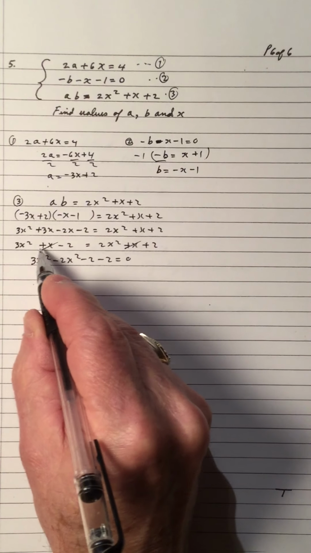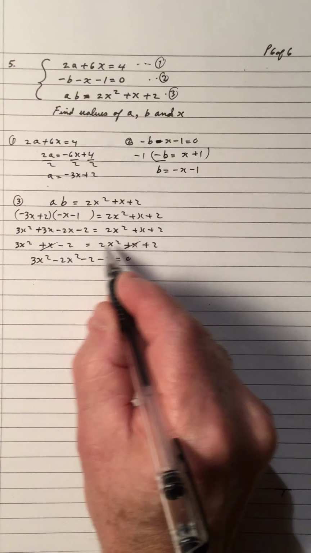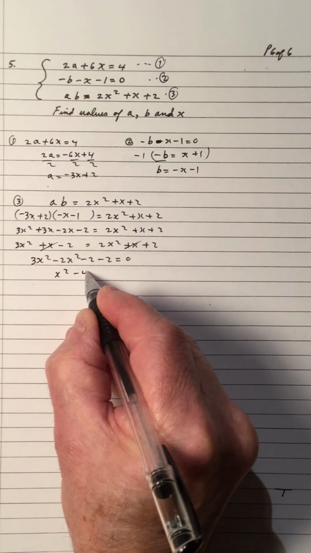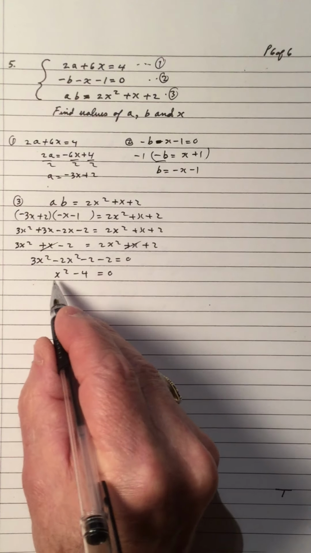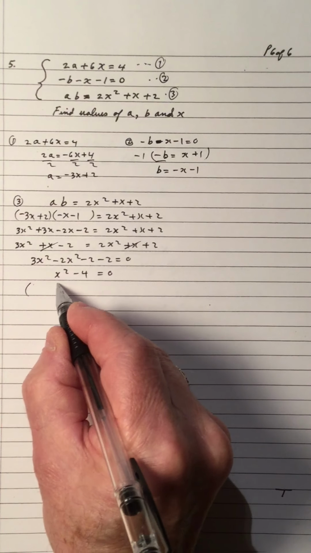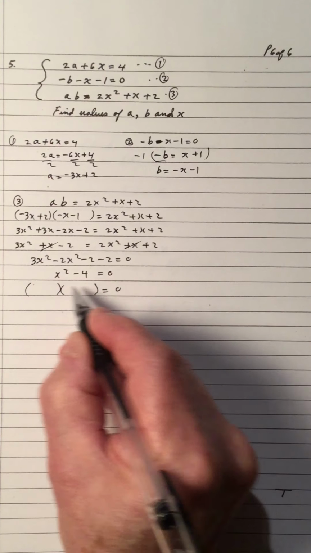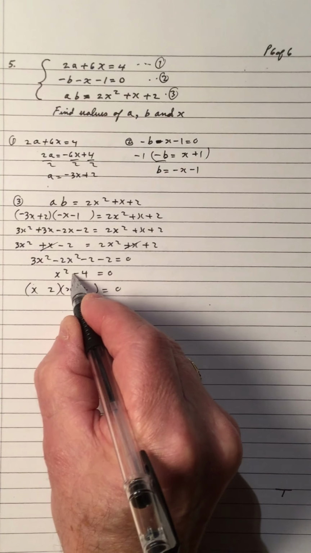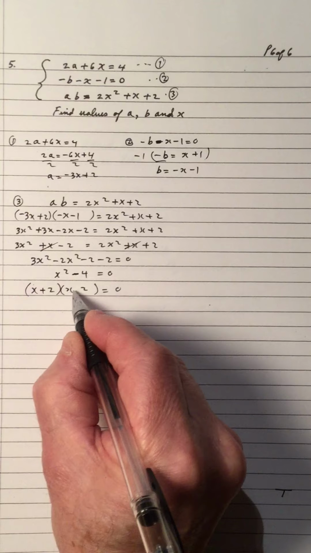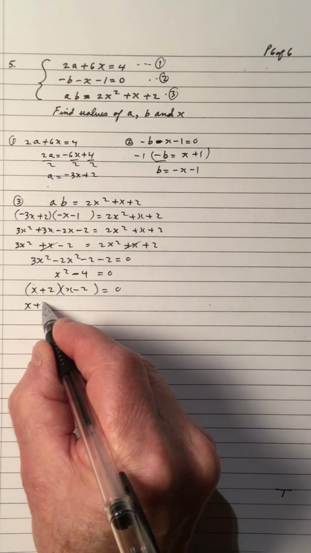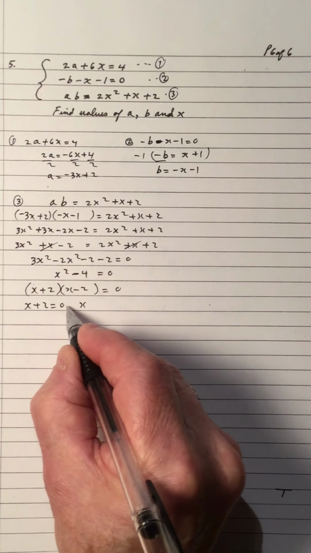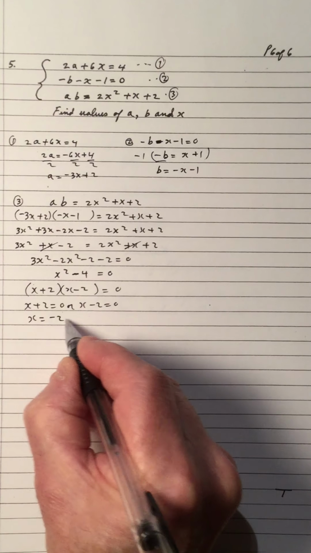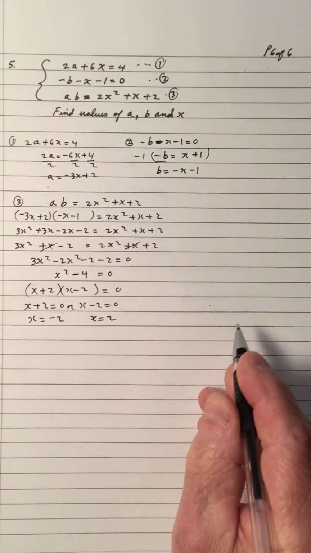So the 2x squared goes over to the left and becomes negative. The plus 2 goes over to the left to become negative. That gives me x squared minus 4 equals 0. This is the quadratic. That's the difference of two squares. So there's x and x. Factors of 4 are 2 and 2. The product is negative 4, so it's a plus and a minus. So x plus 2 equals 0, or x minus 2 equals 0. So x is negative 2, or x is 2.